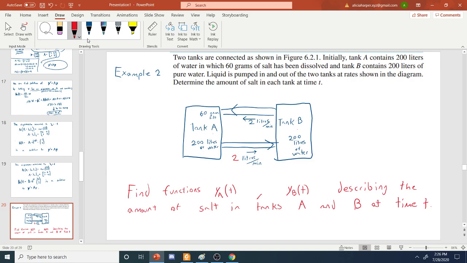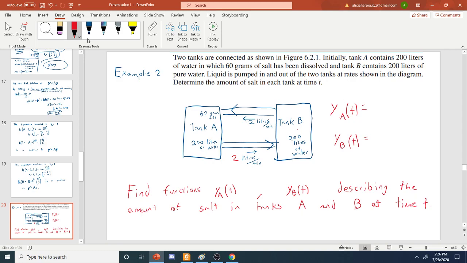So we have 2 liters a minute of things transferring from tank B to tank A. So let's think about what's happening. If this is the amount of salt in tank A and this is the amount of salt in tank B, then these two are related to each other in the following manner.